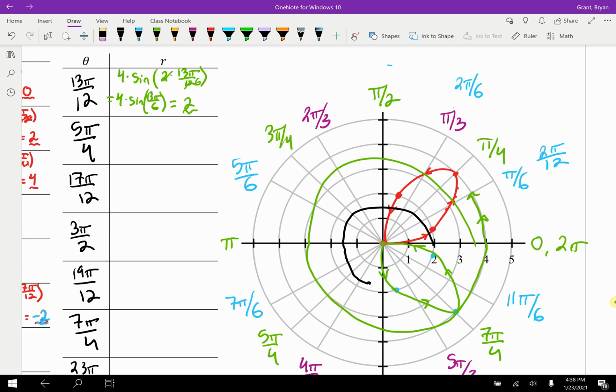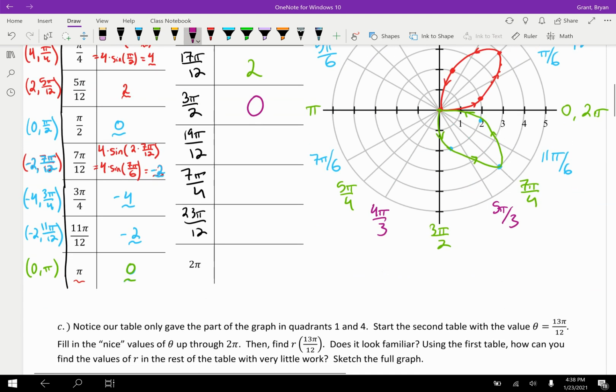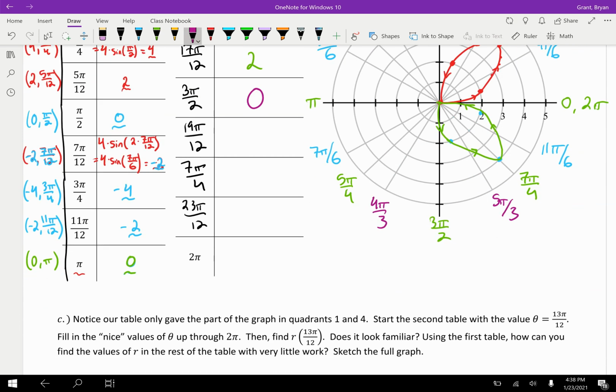So this one is going to give us, let's erase those extra pieces, all the positive values just like we found over here. 2, 4, 2, and then last color, 0. Guess what? Our last set will give us negative values. Negative 2, negative 4, negative 2, and finishing off with 0.